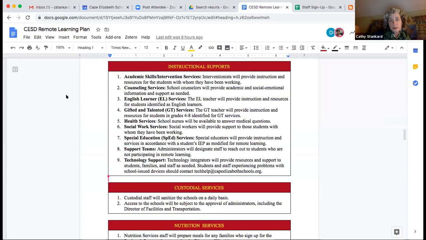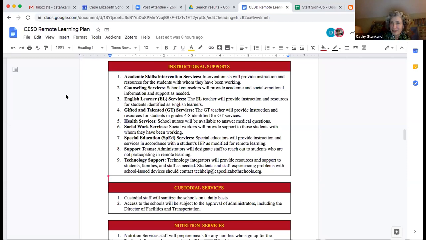Then as far as instructional supports are concerned, there are nine different types of supports that we're providing in addition to the support provided by the classroom teacher. So just going through those, number one, we have our intervention services, and our interventionists are continuing to provide instruction and resources for the students with whom they've been working in all three schools. We have our school counselors available to provide social and emotional support, and in the case of the high school counselors, to provide academic information.